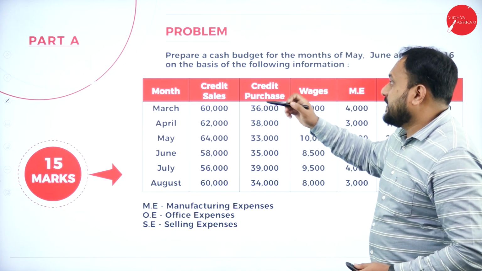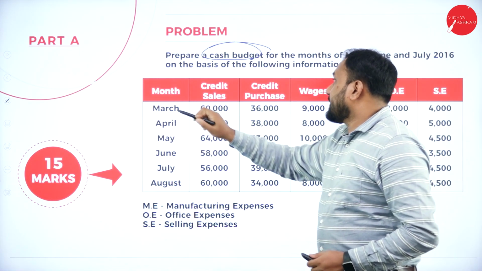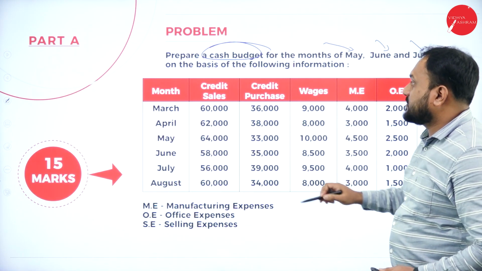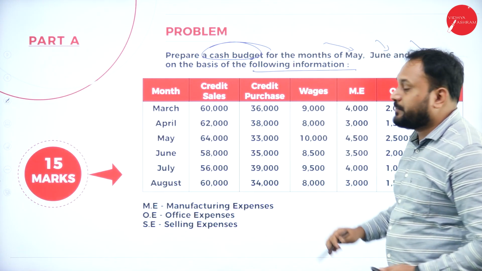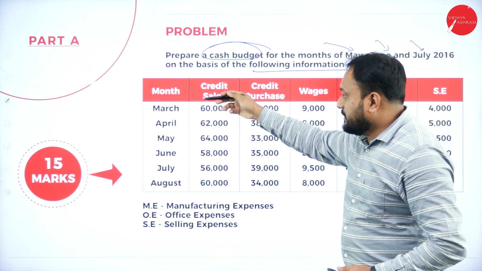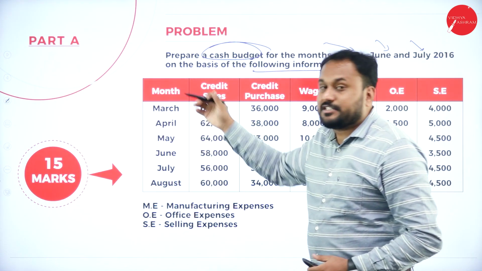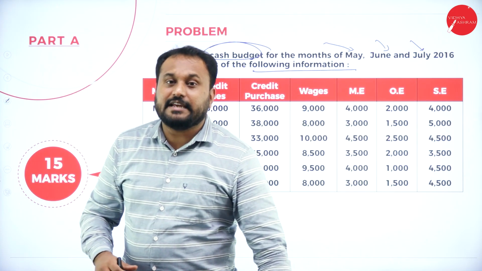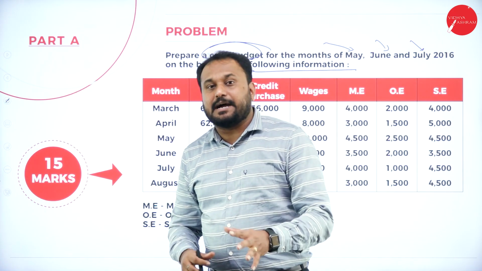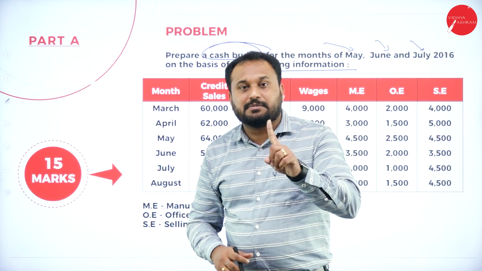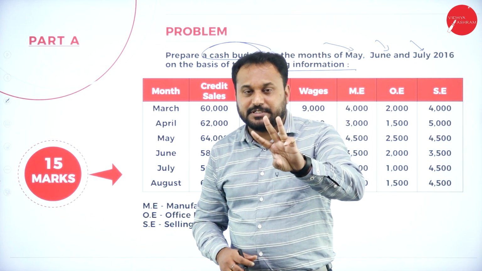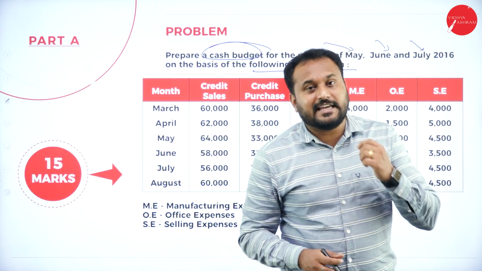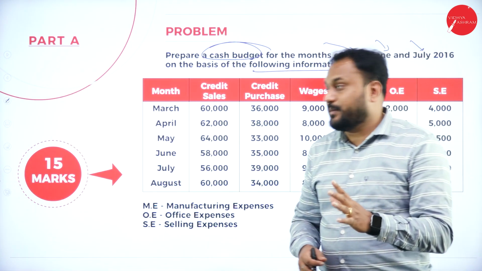Now in this, prepare a cash budget for the months of May, June and July 2016 on the basis of the following information. Here they have given March, April, May, June, July. This is from the budget and budgetary control, the 6th chapter. Don't leave this chapter. It's a very easy chapter where you need to go with flexible budget, sales budget and cash budget. Cash budget and flexible budget can come for 15 marks. Sales budget will go for 10 marks. That is how it is.